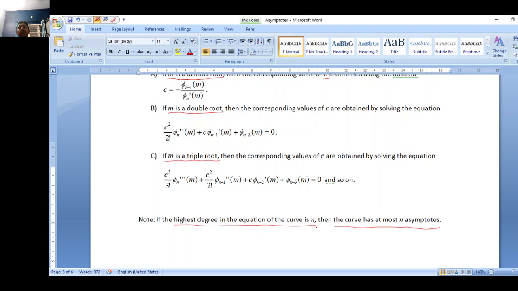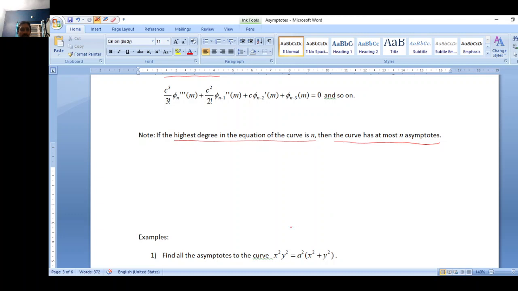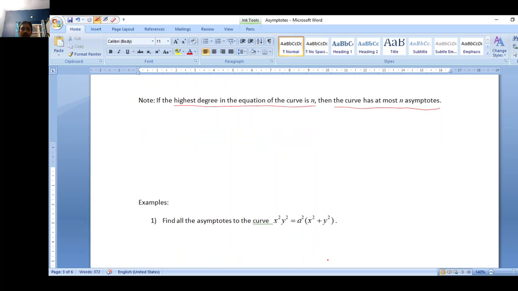Okay, now we will see how to find asymptotes of a given curve based on some examples. So to start with, we'll see how to find the asymptotes to the curve x square y square equals a square into x square plus y square. To begin with, as I have told you, first we'll find out the standard asymptotes. When I say standard asymptotes, I mean we will find the asymptotes which are parallel to x-axis or y-axis if they exist.